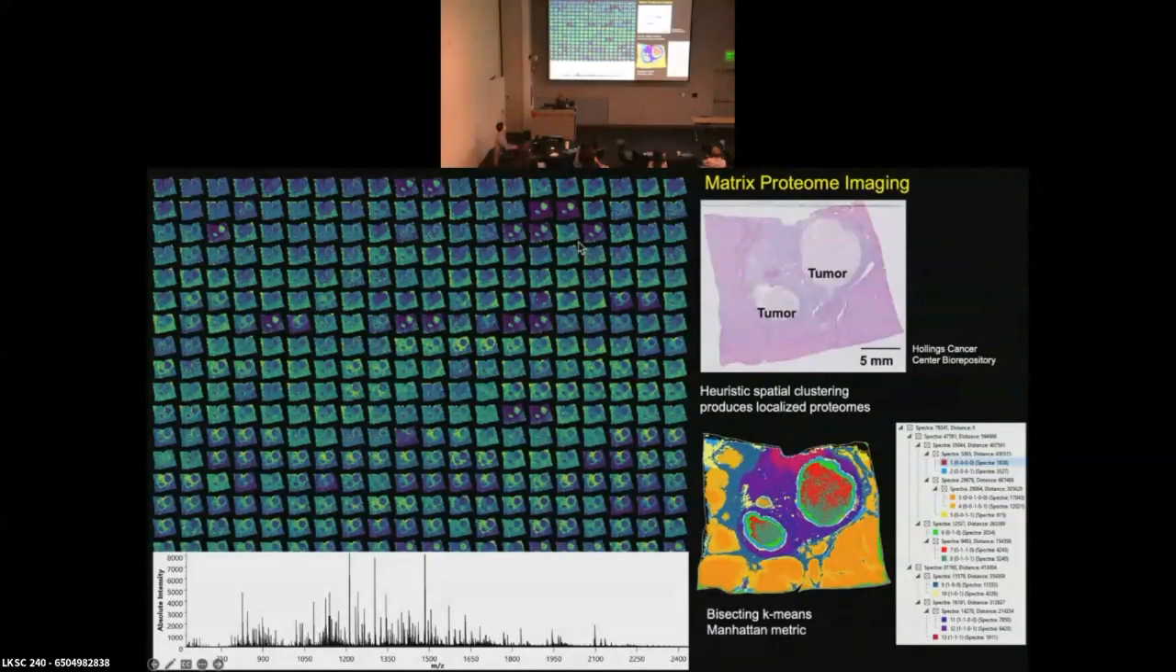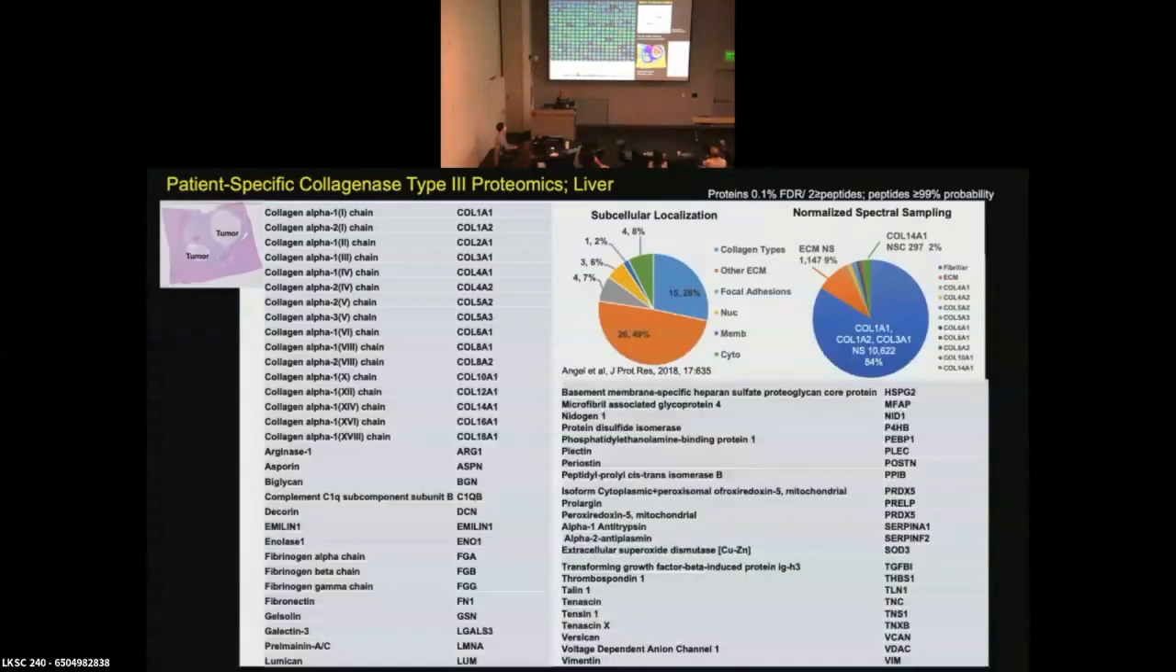This is from hepatocellular carcinoma. You can see that there's a high complexity of spectra, and there's a huge amount of spatial data that we get. We can do heuristic spatial clustering. What we're seeing here with bisecting k-means and Manhattan metric is a segmentation of the extracellular matrix. This one is rather simple, but every single color shown here is a different extracellular proteome.